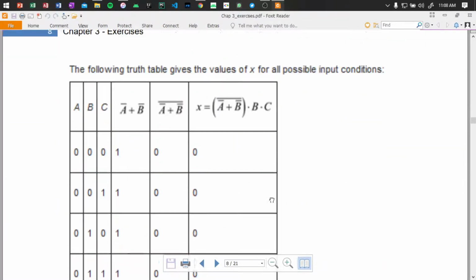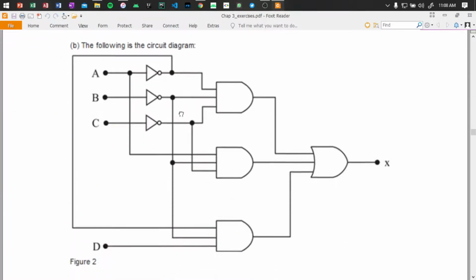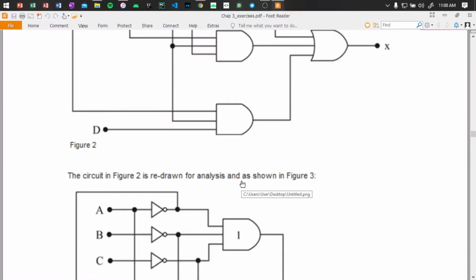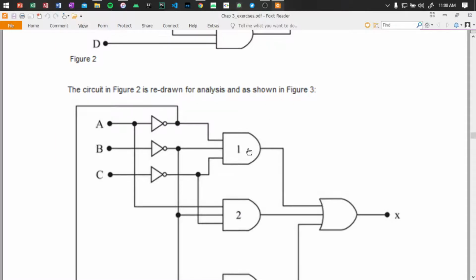The following truth table. You have the following circuit diagram here. So the NOT gate here is the NOT A, or the A prime, which goes down to the AND gate here, with 3 AND gates and 1 OR. So we'll put it all together to do the sum of products. The circuit in figure 2 is redrawn for analysis.